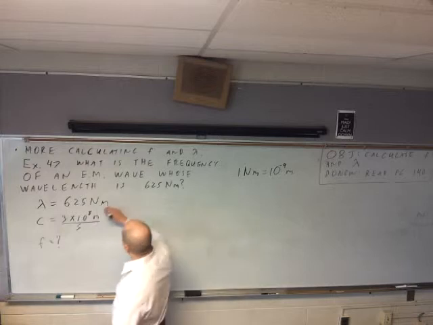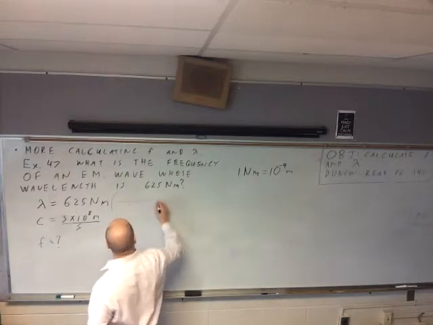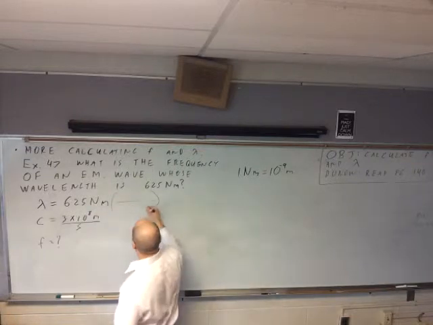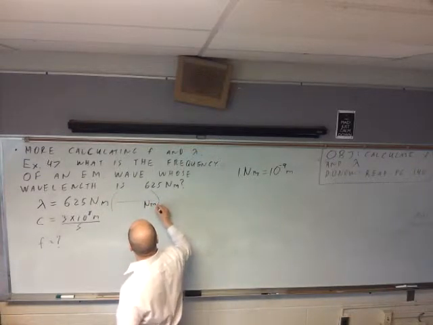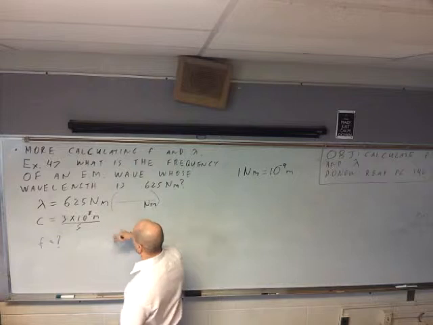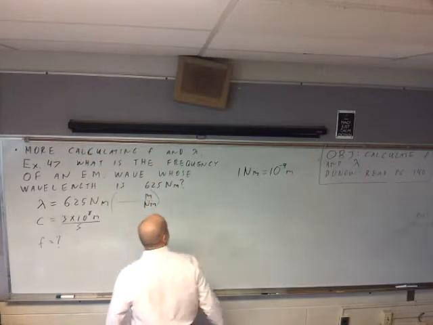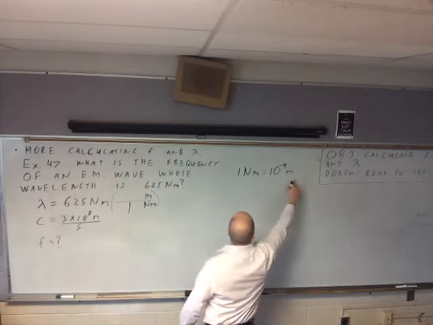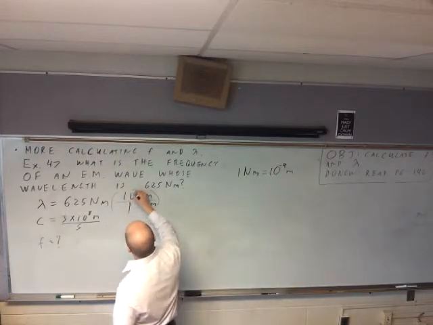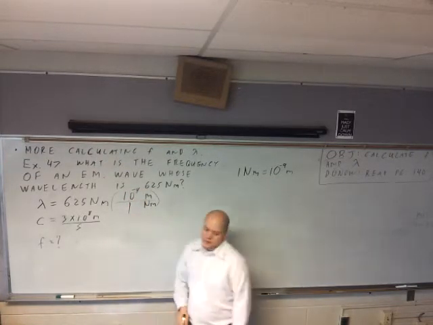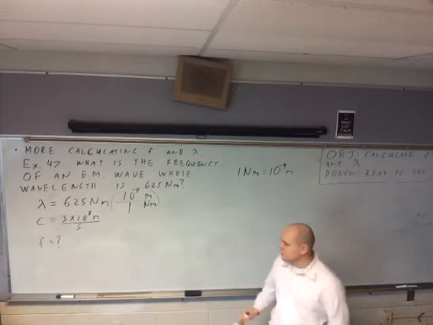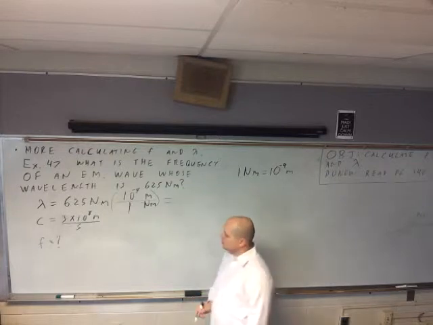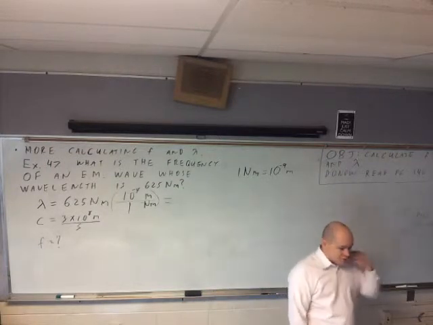When you do conversions, you put parentheses, you put a line through the middle. Nanometers is out here, that goes on the bottom. Meters is what we're trying to convert to, so that goes on top. 1 nanometer, 10 to the minus 9 meters. These cancel, and then we get this in meters: 625 times 10 to the minus 9.